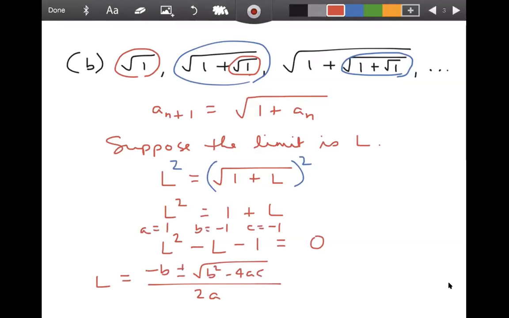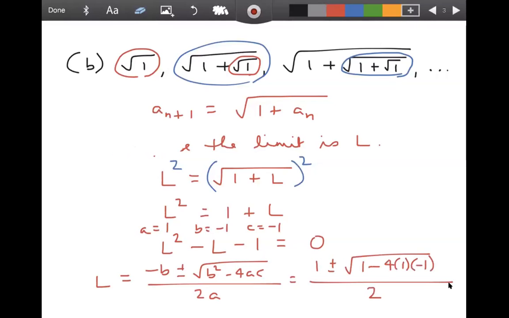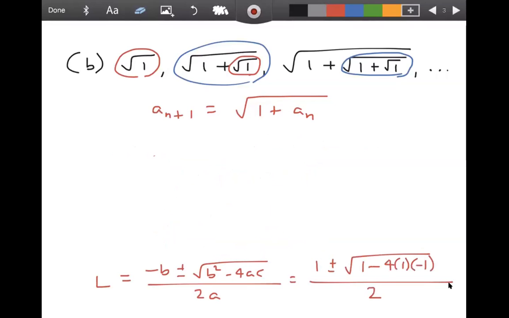All right. So -(-1), which is 1, plus or minus the square root of 1 minus 4 times 1 times -1, all over 2. Oh gosh, where should I go now? I guess I'll go here. All right, so again, we get two answers, but I think only one of them could be correct. L is either 1 plus or 1 minus the square root of 5, all over 2.